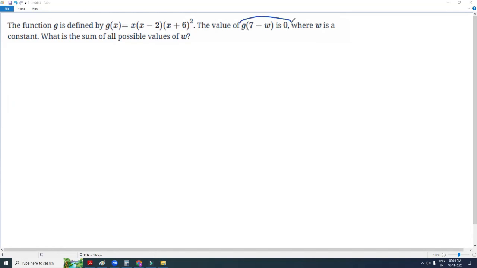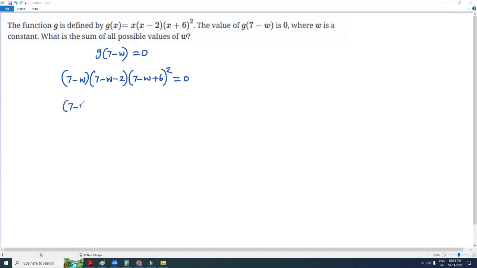Okay, now let me consider this particular stuff. That is g of (7 − w) is 0. You can write this one as an equation. That is g of (7 − w) equals 0. And this is the stuff we have for g of x. Now to get the stuff for g of (7 − w), we have to plug in this (7 − w) for each x we have over here. Then we get (7 − w) times (7 − w − 2) times (7 − w + 6) the whole square equals 0. I plugged in this one for each x in this expression.